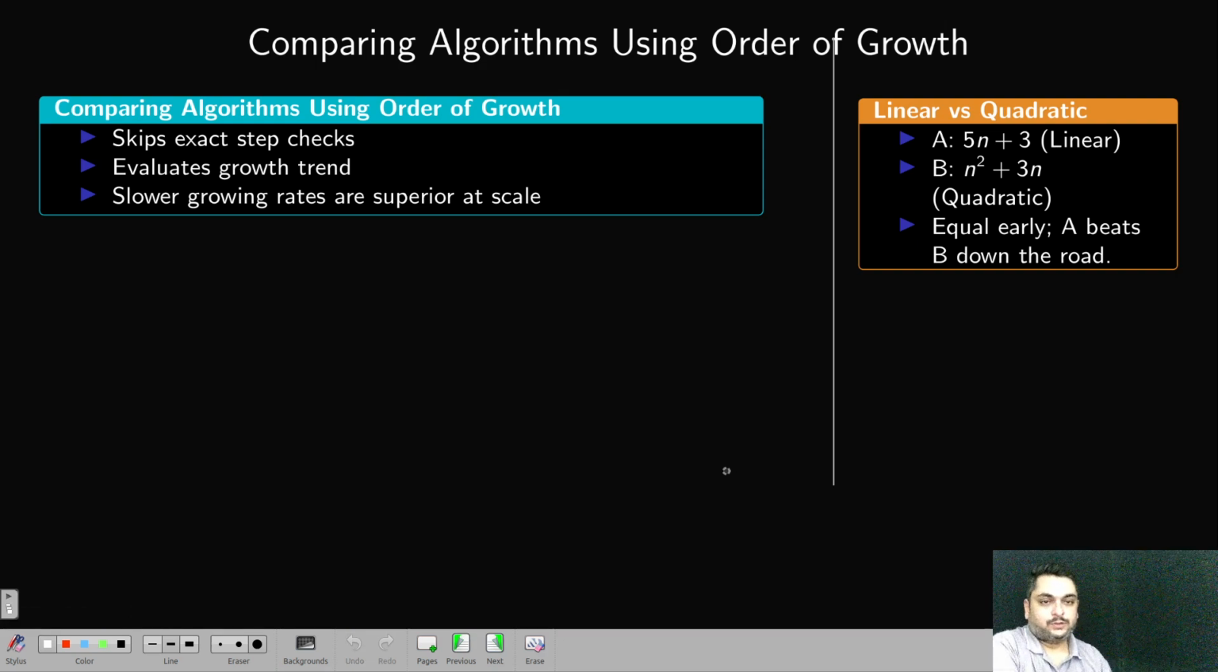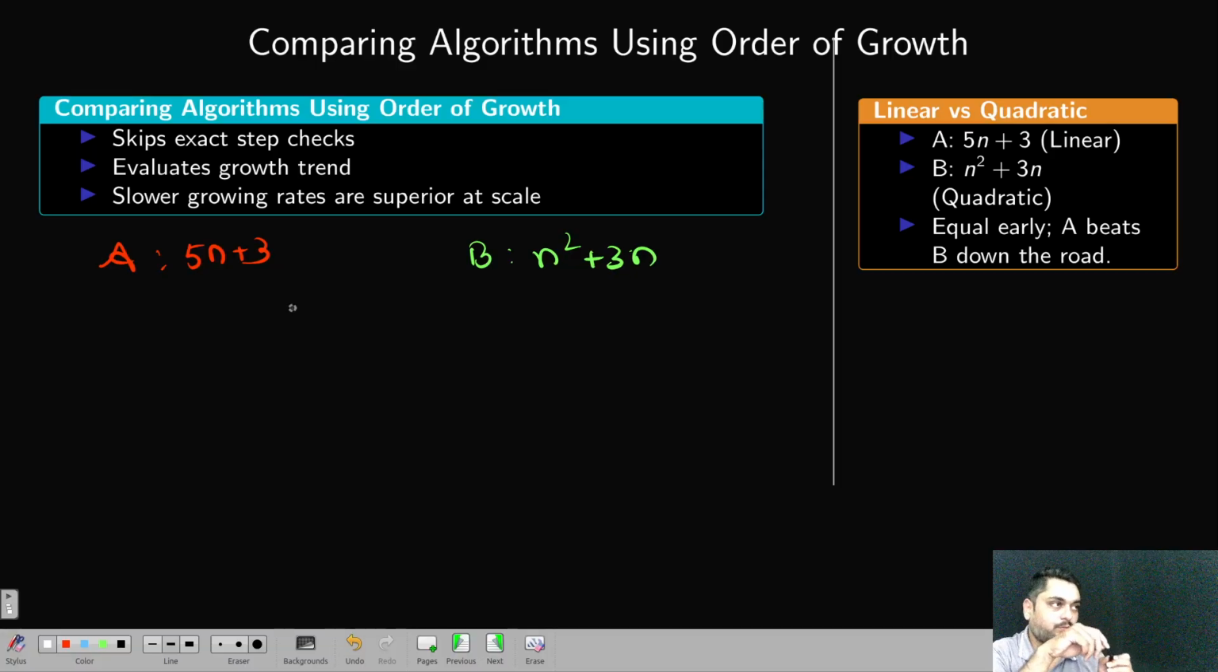You can also use it for comparison. Why? We're considering asymptotic notations only for large inputs, when n approaches infinity. So let us take algorithms A and B. Algorithm A has a time complexity of 5n plus 3, which is linear. And B is quadratic, n square plus 3n. Now let us see how these curves behave for small values and for large values. This is the comparison using asymptotics.